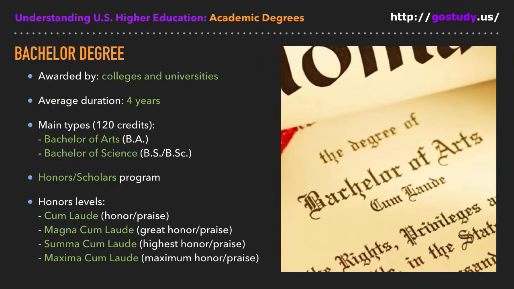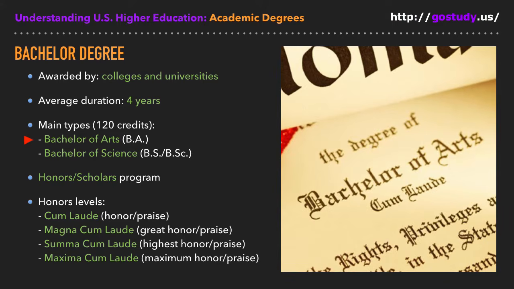Bachelor degrees are offered by colleges and universities. They are meant to be completed in 4 years of full-time study, although some programs like engineering or nursing often take longer. There are 2 main types of bachelor degrees: the Bachelor of Arts, BA, and the Bachelor of Science, BS or BSc. The main difference between them is that the BA requires students to complete a certain percentage of their total coursework in history and the liberal arts.